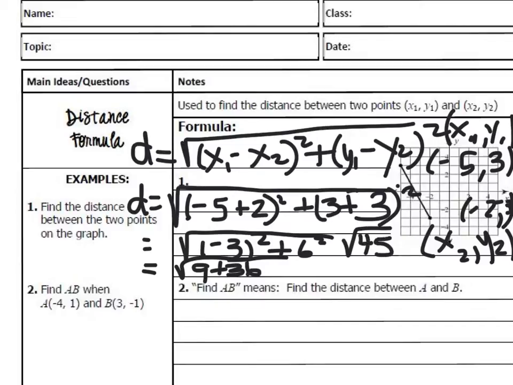Now we need to simplify that. What's a perfect square that goes into 45? 9 times 5, and then simplifying exactly to 3 square root of 5. That is your exact value. You could also plug it into your calculator to get a decimal approximation, but that's exact. We'll start with that one for now.